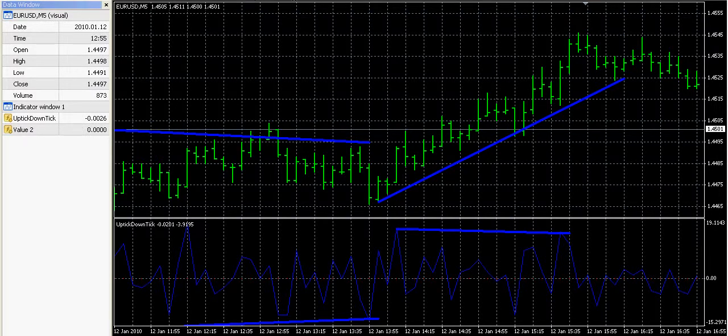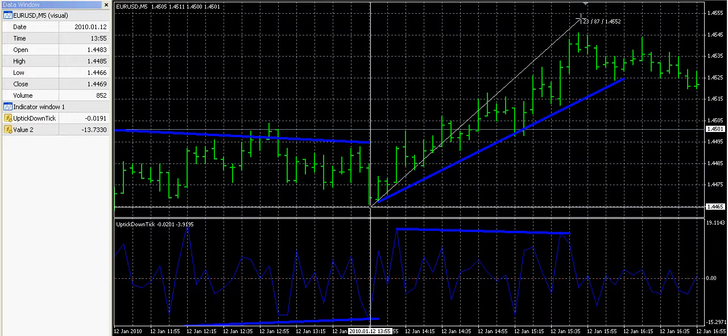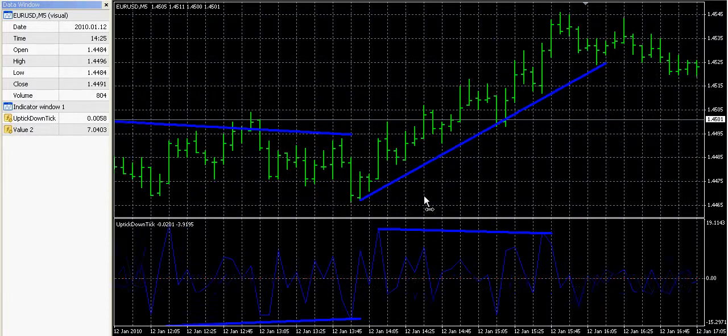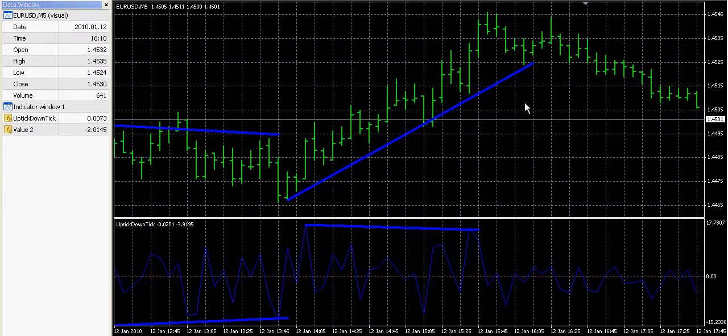Once again, let's see how much that is, about 80 pips on that movement. And then again we have a divergence. And this one was a bit sloppy. So this line should be over here to be really correct.